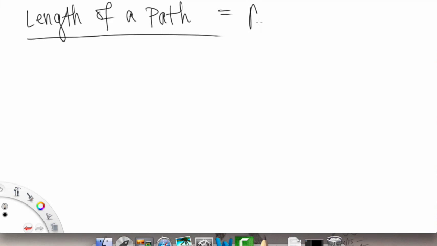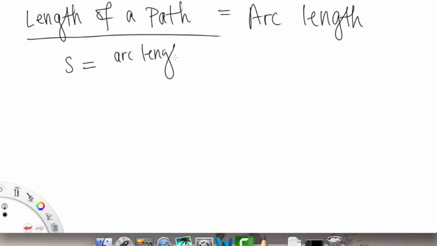So I'll put arc length here. Length is usually denoted S, and is equal to the arc length of a path. Remember, in a previous video, I explained the difference between a curve and a path, and I will do so again briefly later on in this slide.